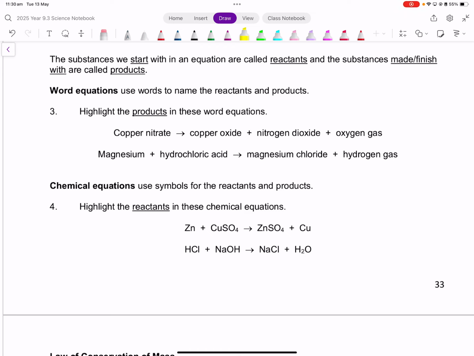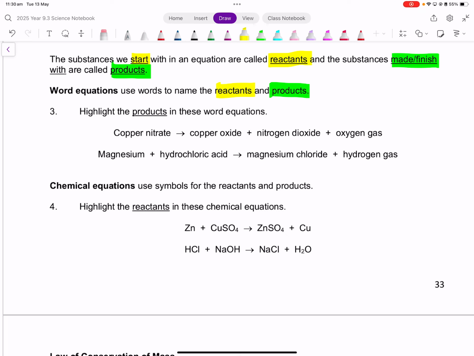So when we start talking about reactions, it's really important that we identify the things called reactants. The reactants are the things that we start with. We then also have things known as products, and the products are like the finished thing. They are the thing that we end up with. Now, we can use word equations, which are equations with words, to name the reactants and products.